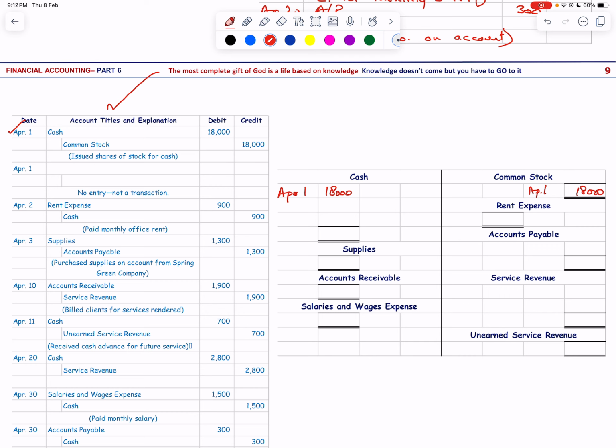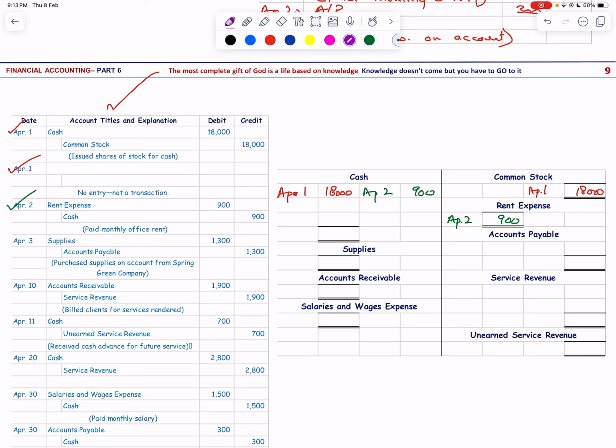Then there is no transaction for April 1. We go to April 2 now, and for April 2 we have rent expense and that is debit. April 2 rent expense is debit by 900, and April 2 cash is credit by 900.